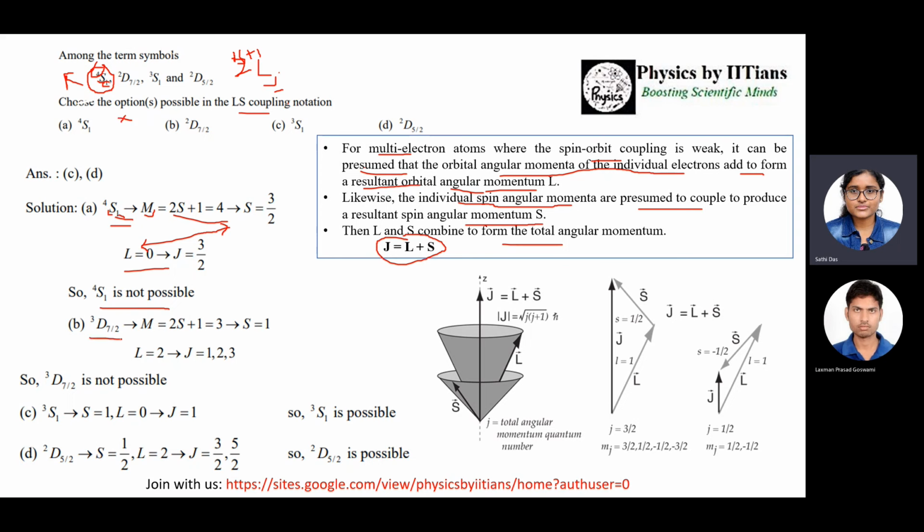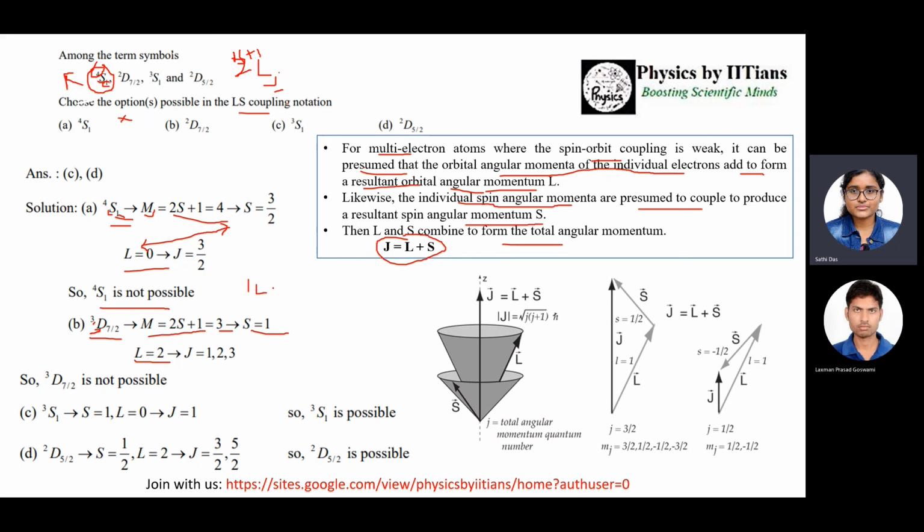The second term symbol is 3d7 by 2. Now what is the multiplicity? Multiplicity m equals 2S plus 1, which is 3, so you can find the value of S, that is 1. And the value of L is 2 because it is S, P, D: 0, 1, 2. Since it is a D state, L equals 2. Now what will be the possible J, from mod of L minus S to L plus S?